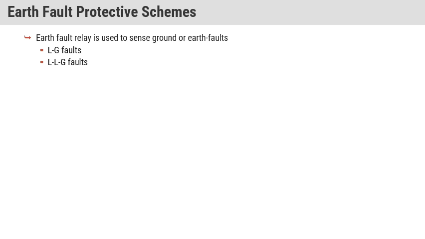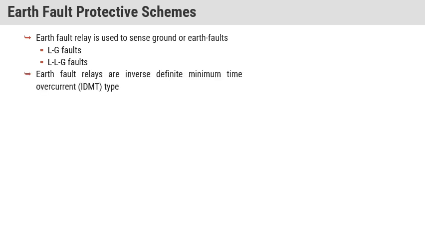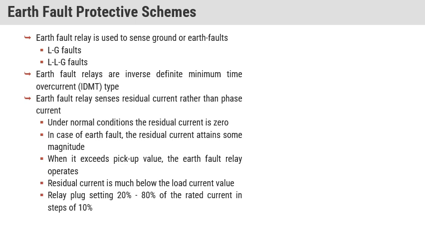The earth fault relay is used to sense ground or earth faults. Now we will discuss how we apply earth fault protective schemes. In an earth fault protective system, we have to protect the system from two types of fault: first is the LG fault and second is the double LG fault. Earth fault relays are of the inverse definite minimum time, IDMT, type. An earth fault relay senses the residual current rather than the phase current.